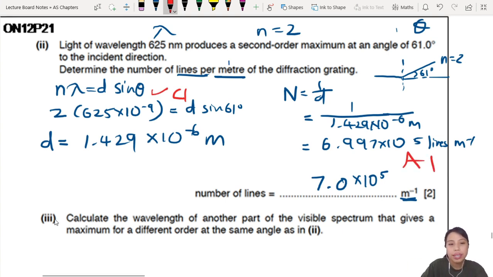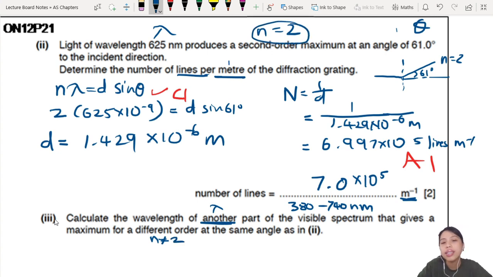Then you come to another part. Calculate the wavelength of another part of the visible spectrum that gives a maximum for a different order at the same angle. Wow. So you want another wavelength in the visible spectrum. What's the visible spectrum? You need to know it's roughly 380 to roughly 740 nm, what our eyes can see, that gives a maximum for a different order. Also, it cannot be n equals 2, because here we already looked at n equals 2.